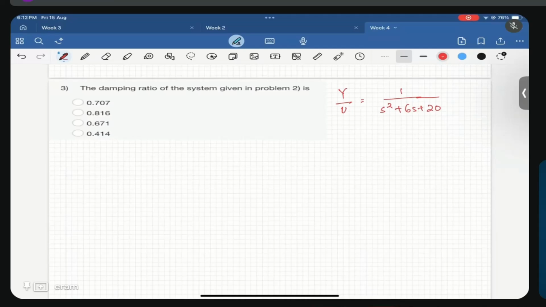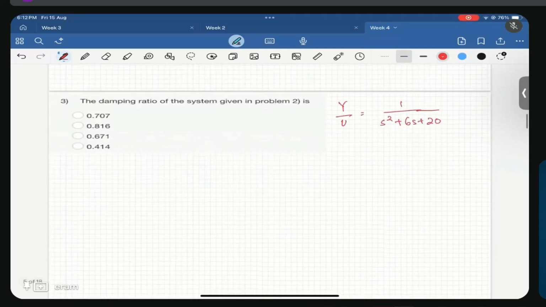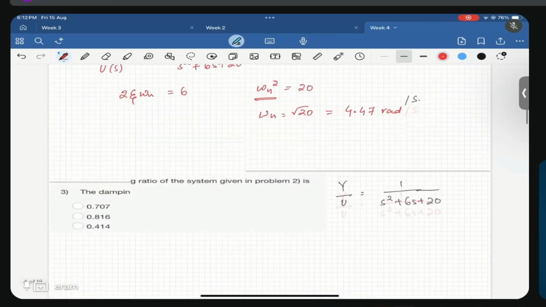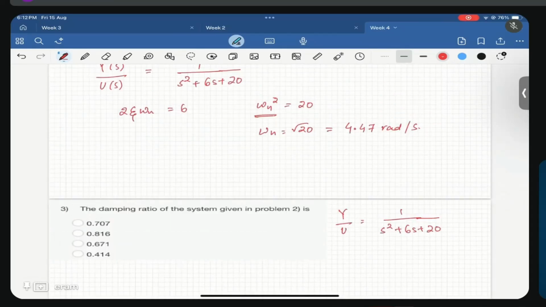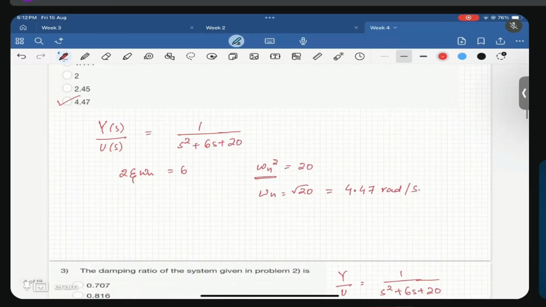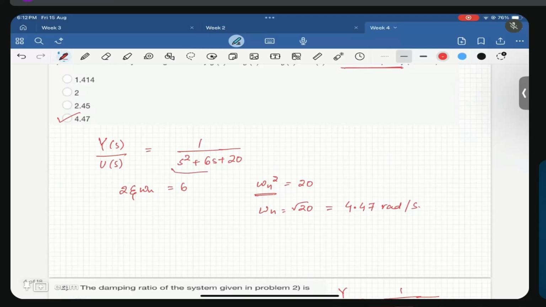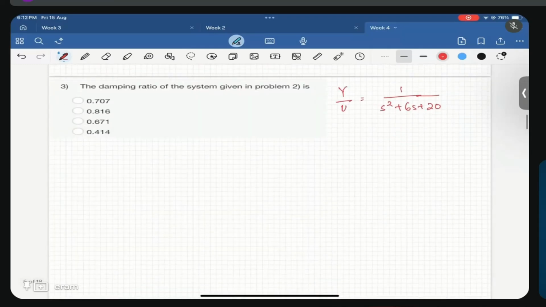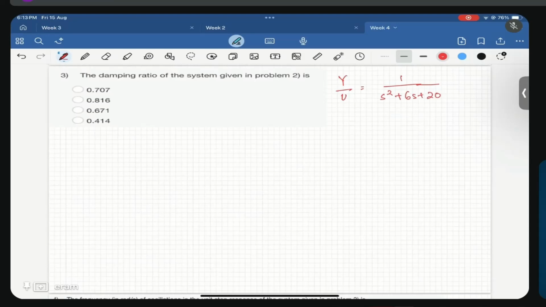Okay, sorry, my mic was off. So in question number 3, you have to find out the damping ratio. This is question number 2, where we have to find out the natural frequency. So we identified it using the standard form. And in the third question, you have to find out the damping ratio of the same system. So I have written the system here. For this system, identify the damping ratio.